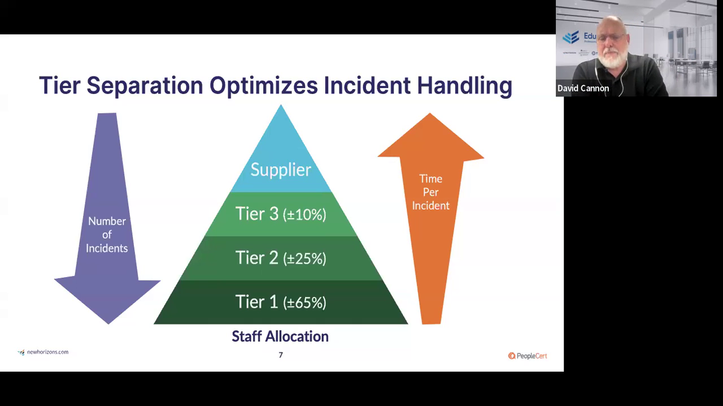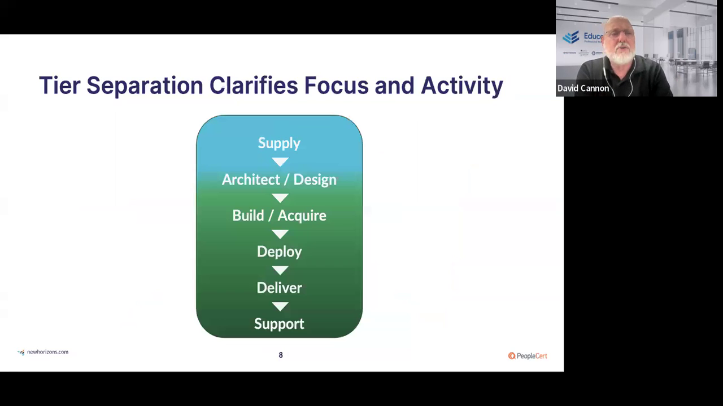Okay, now let's have a look at optimizing incident handling specifically. It could also be any kind of call that comes through. Now let's also look at how tier separation helps to clarify focus and activity. These are the tiers. I couldn't fit the names of the tiers and all of these activities in, so please bear with me. You'll see at the top there is the supplier, that's the blue, and then it turns to green, and tier one is where it says support, and you have tier two and three in between.